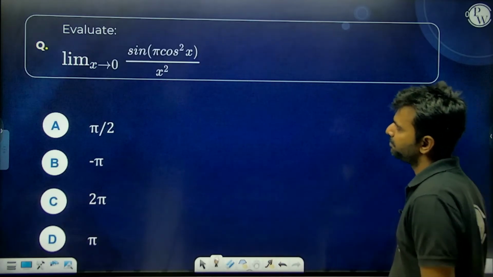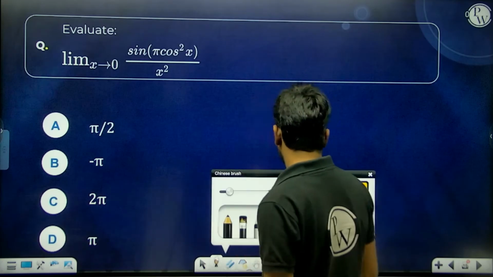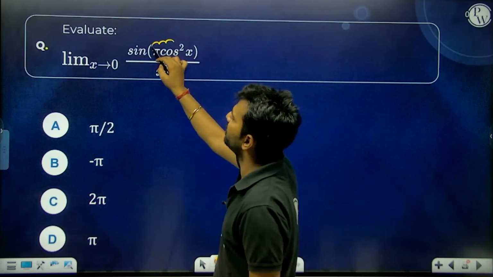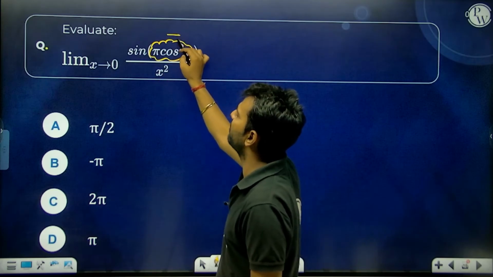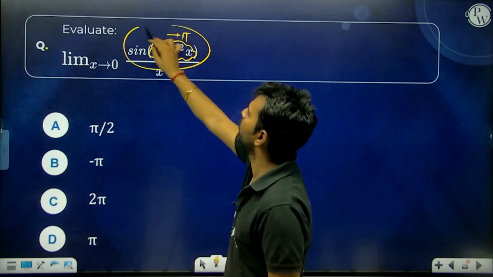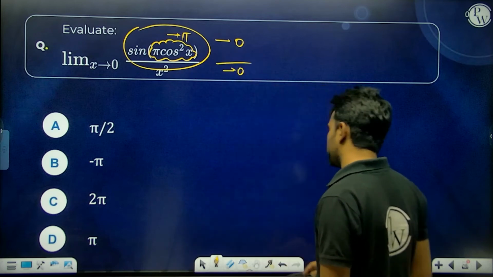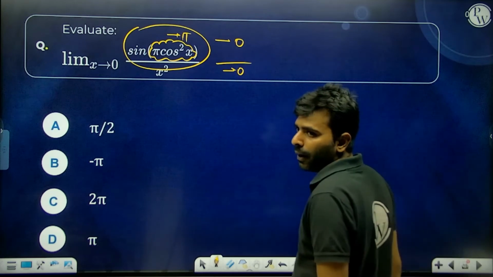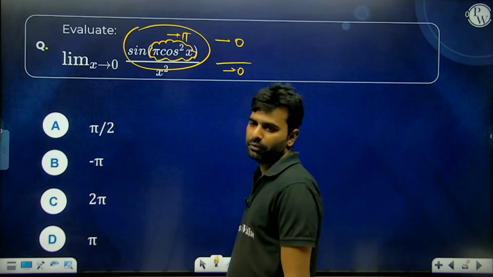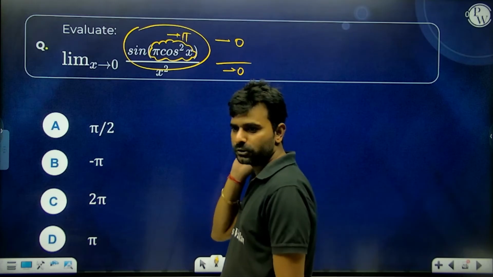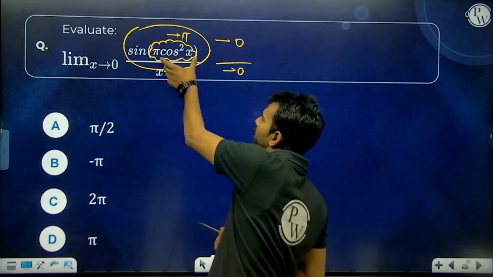Okay, moving ahead. Sine pi cos square x. Now understand, as x is moving towards 0, this expression will be moving towards pi, and sine of pi will be moving towards 0. Yes or no? And the denominator is already moving towards 0, so this is tending to 0 over tending to 0 form. But can I say that the answer is going to be 1? No. Why? Because this thing and this thing are not equal, and also they are not going towards 0. If you see over here, this is moving towards pi.